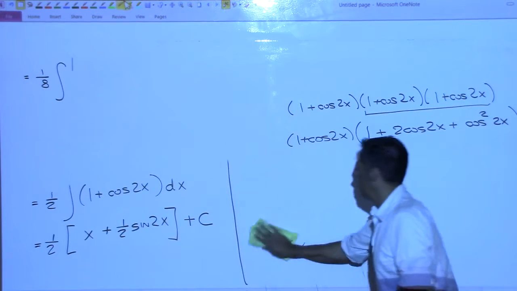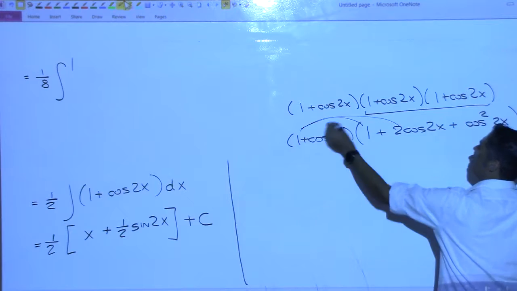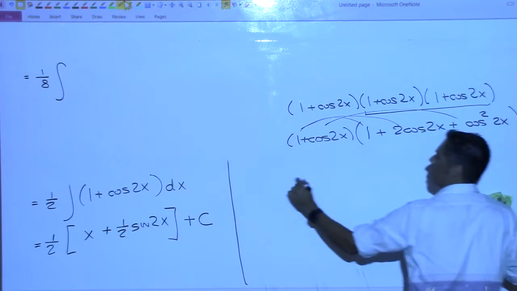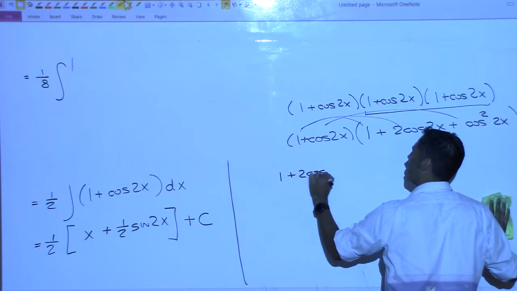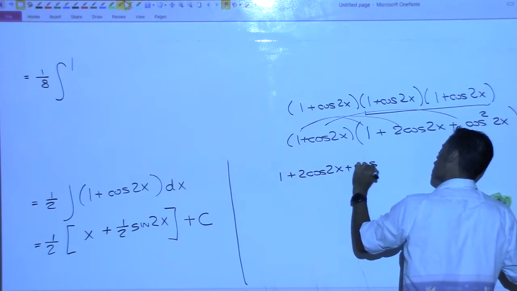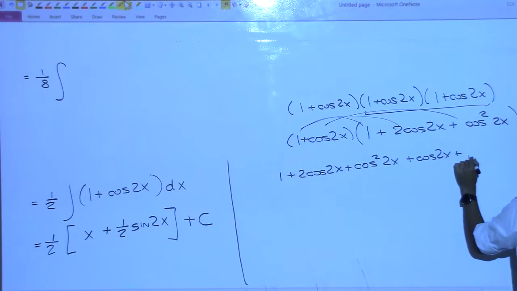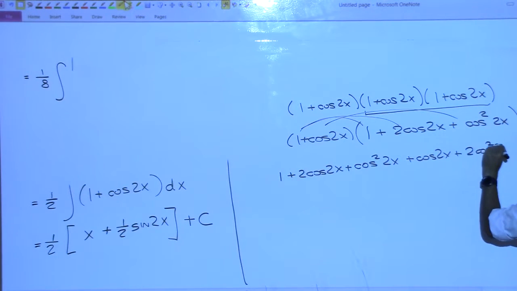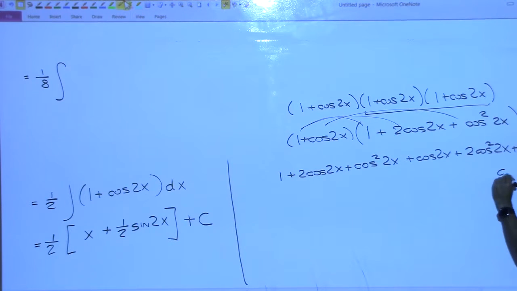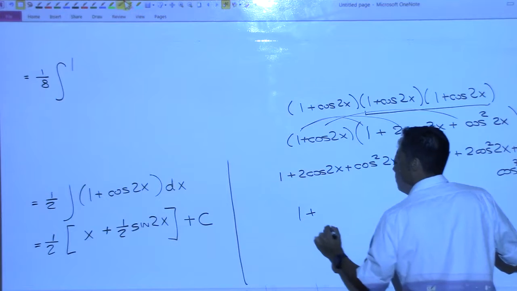Now we have to multiply this through, and then that one through. So we get 1 plus 2 cosine 2x plus cosine squared 2x plus cosine 2x plus 2 cosine squared 2x plus cosine cubed 2x. Did I do that too fast? Or are we good? Collect like terms.